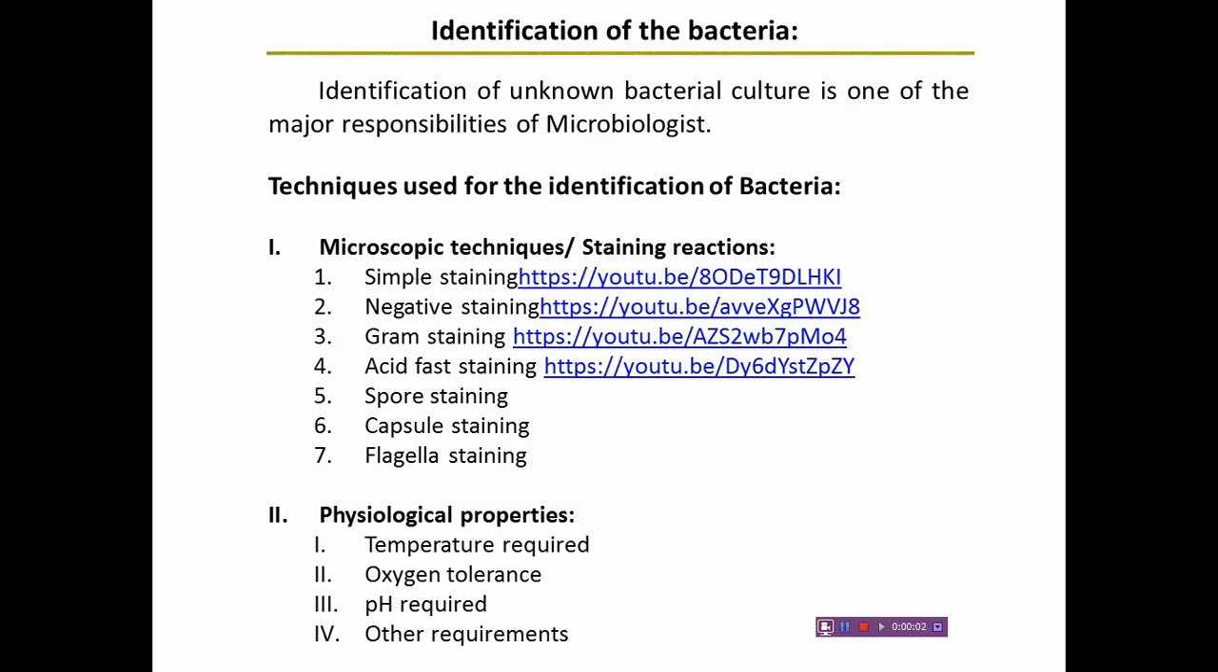In this lecture, we will discuss the overall scheme which is used in the identification of an unknown bacterium. For precise identification of an unknown bacterial culture, it is required that we collect specific information about that unknown bacterium, and for that various techniques are used.